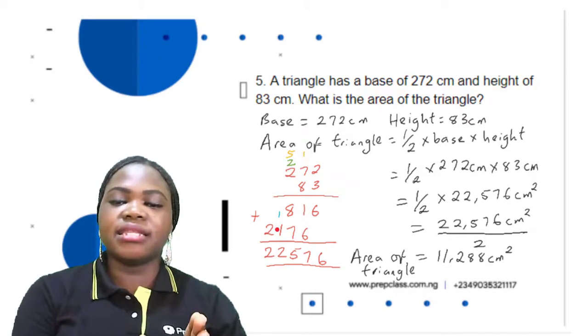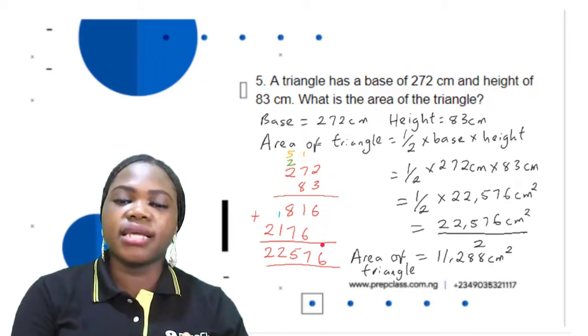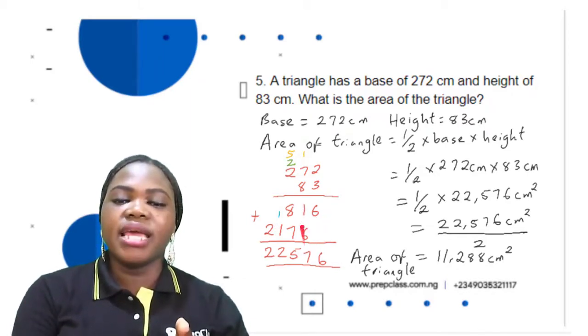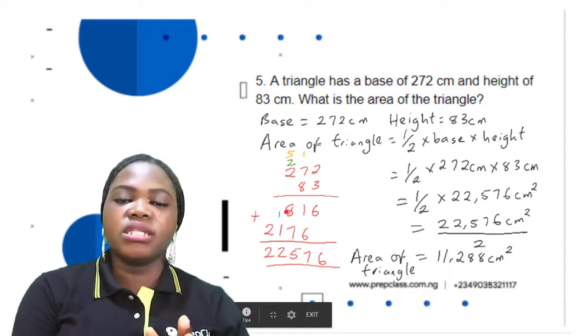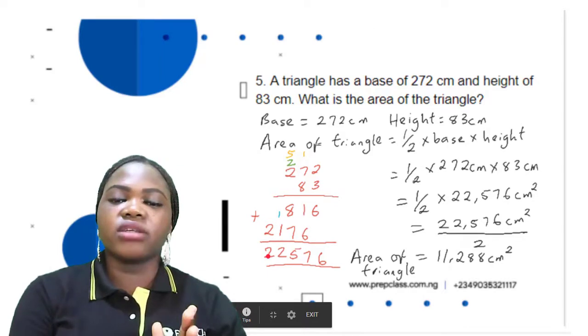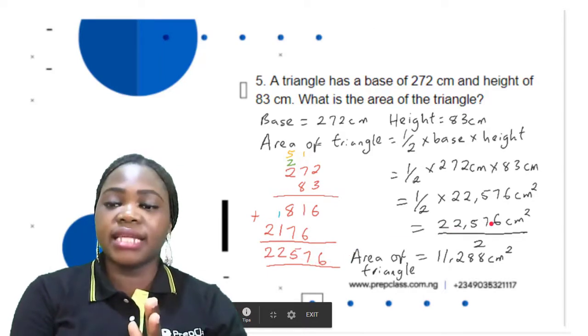So now let's add this together. 6 plus nothing is 6. 1 plus 6 is 7. 8 plus 7 is 15. Write 5, carry 1. 1 plus 1 is 2. Then 2 plus nothing is 2. So now we have 22,576 centimeters square.